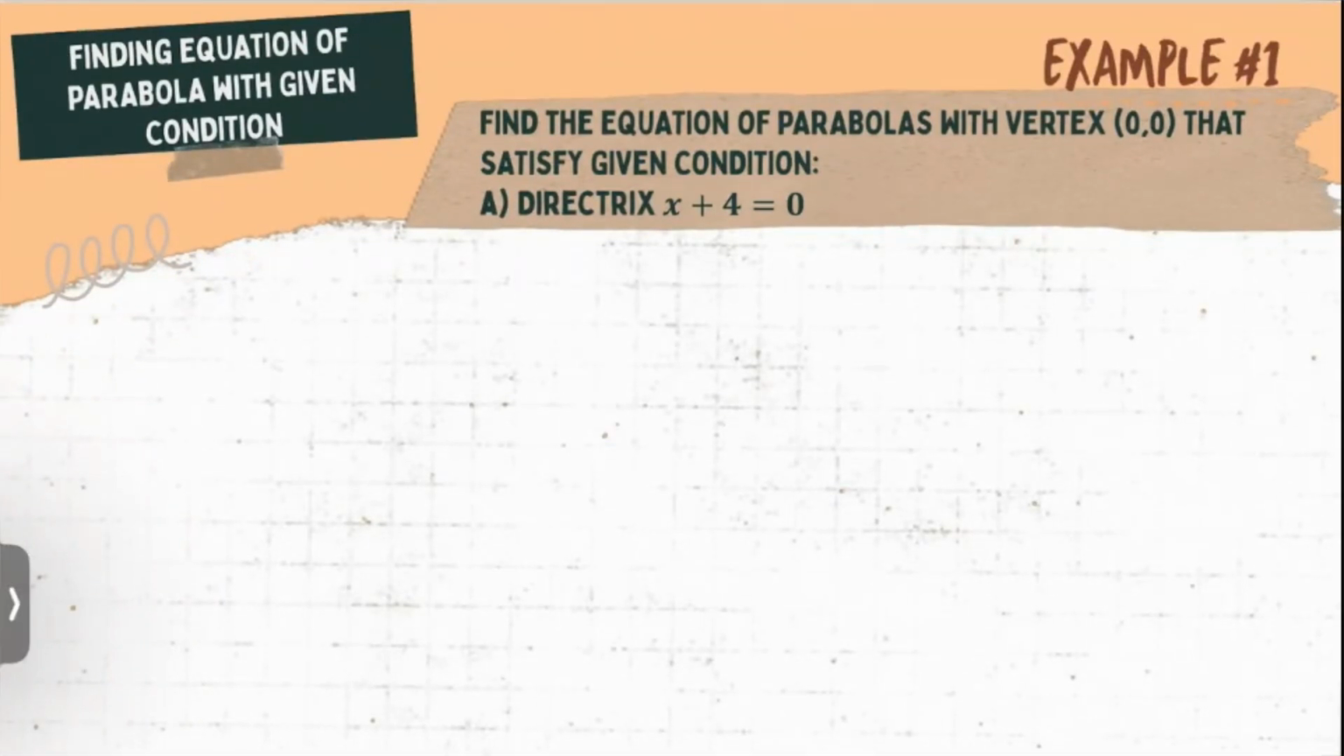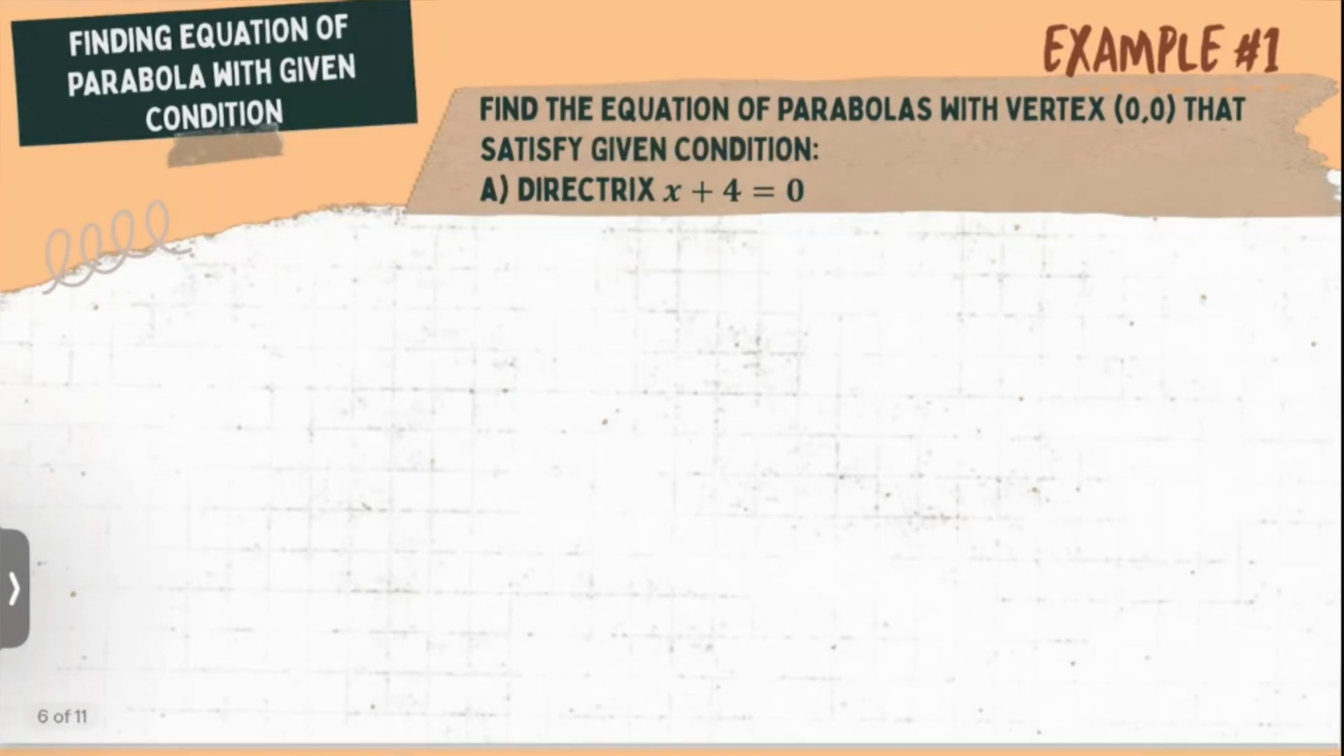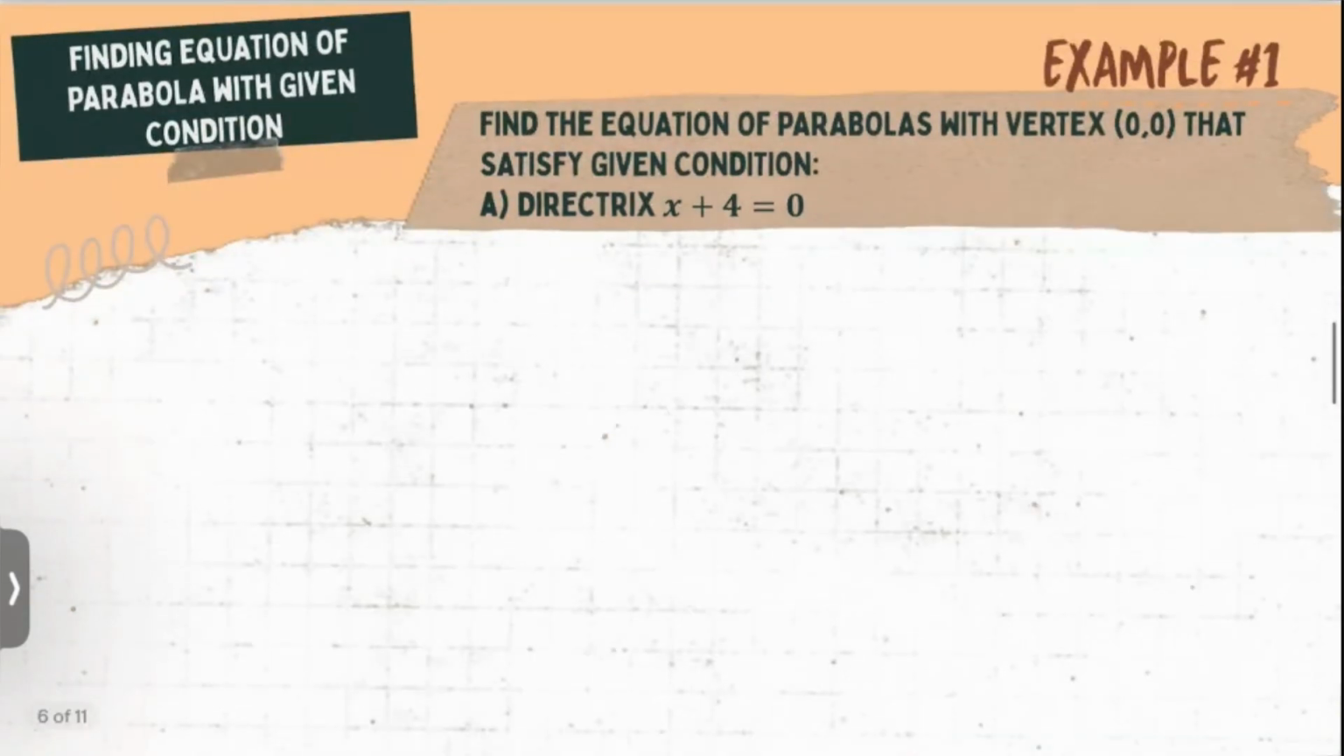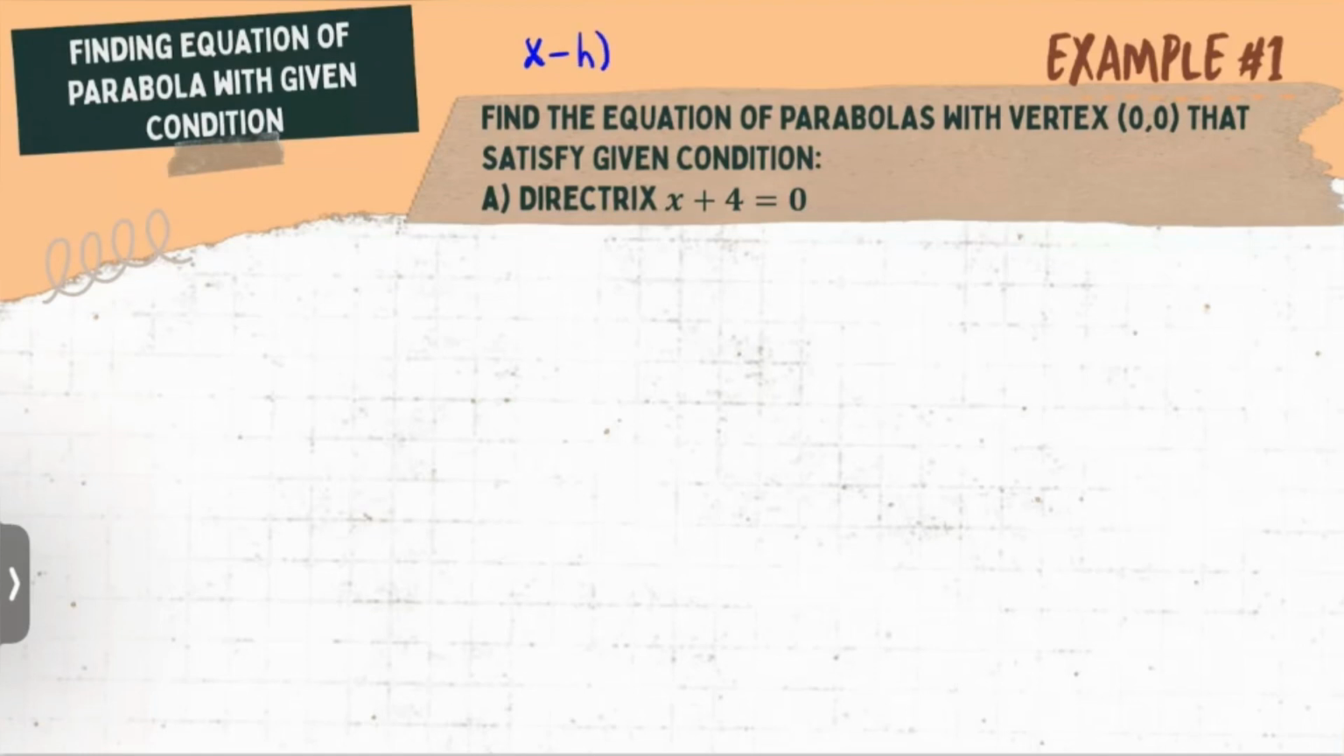Untuk first example ini, so macam mana kita nak dapatkan equation of parabola dengan conditions yang diberi. Okay, so condition yang pertama adalah find the equation of parabola with vertex 0, 0. And satisfy this condition. Dia bagi tahu directrix adalah x plus 4 equals to 0. Okay, so first of all, our equation of parabola tadi adalah x minus h squared equals to 4p y minus k.